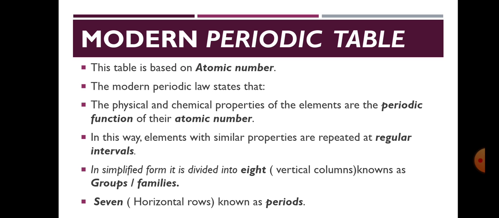Moseley gave the main points: the first point, this table is based on the atomic number. Second, the modern periodic table was based on the modern periodic law. And the third main point is that he classified the modern periodic table into groups and the periods. Now, what are the groups?